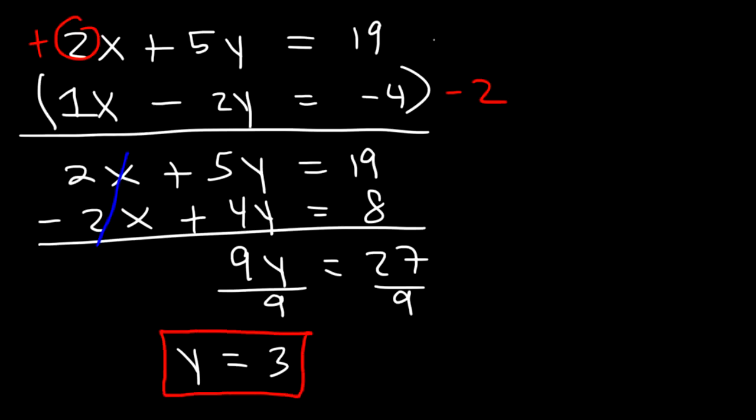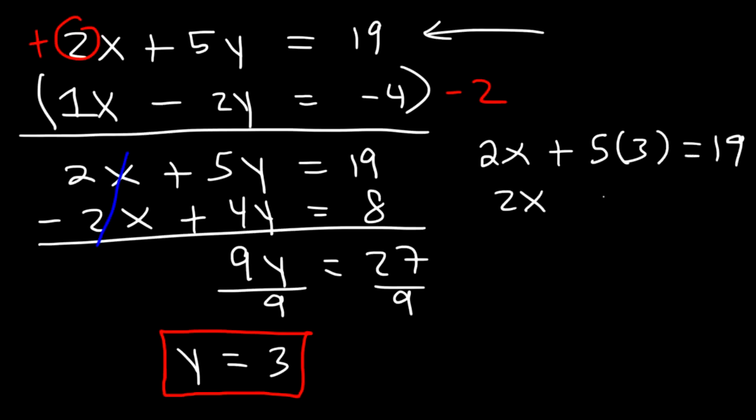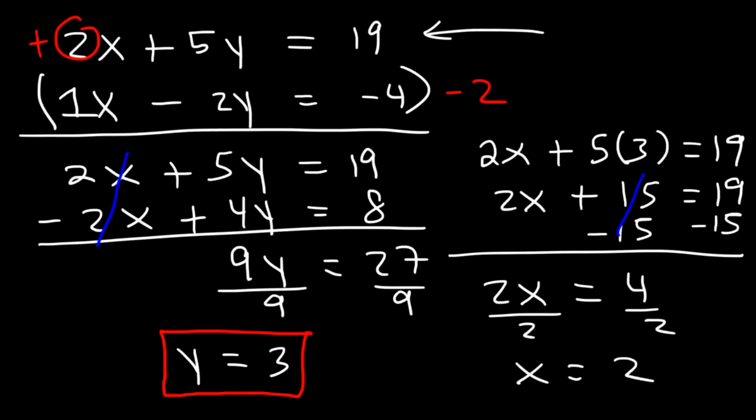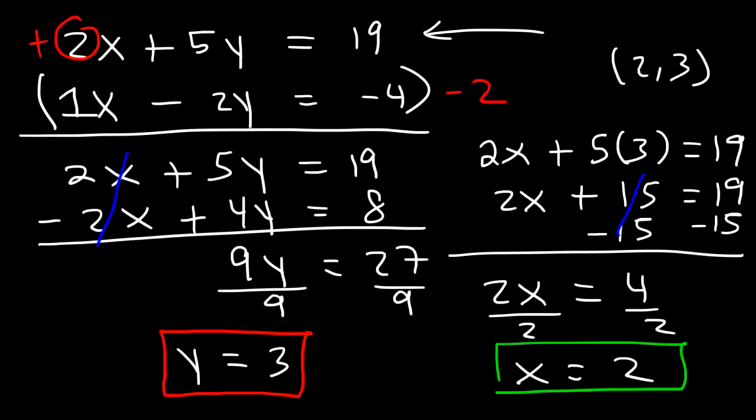So let's use the first equation. Let's replace y with 3. 5 times 3 is 15. Next, let's subtract both sides by 15. So those will cancel. 19 minus 15, that's equal to 4. And if we divide both sides by 2, we can see that 4 divided by 2 is 2. So x is equal to 2. So therefore, the solution to this problem is 2, 3. And that's the answer. So that's how you can solve a system of two equations using the elimination method.